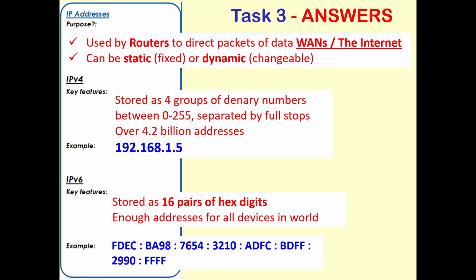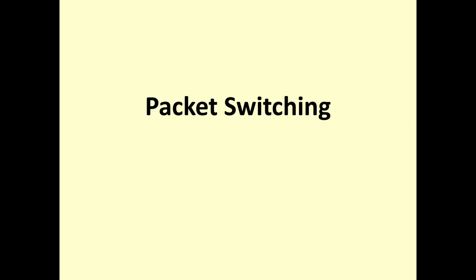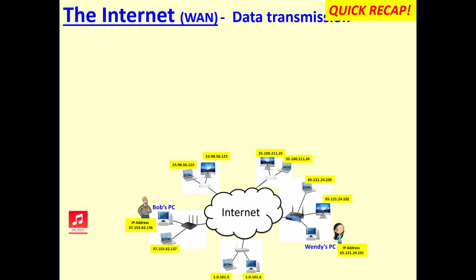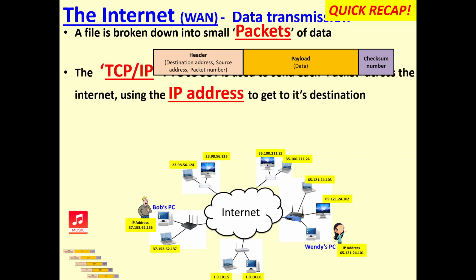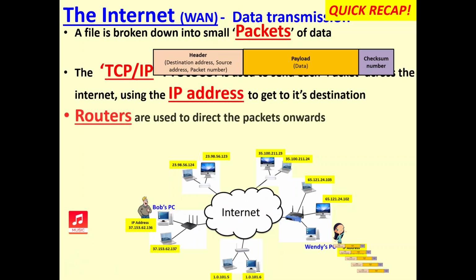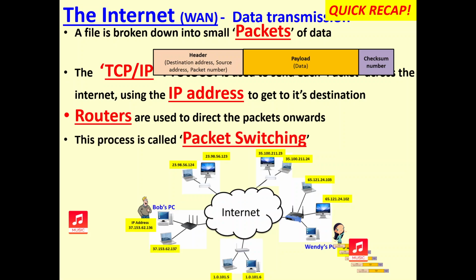Last section, very last section on your sheet today. So we know about WAN, we know about IP addresses, we know about routers. What is packet switching? Well, packet switching, remember, data is split up into packets, they're given IP addresses, and they go across the internet. And routers are used to direct the process. This whole process is called packet switching.